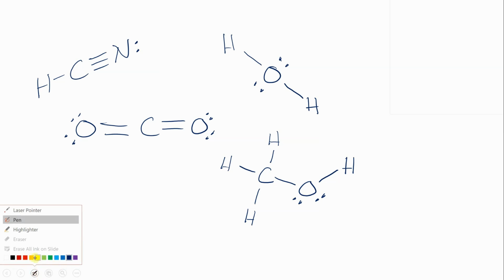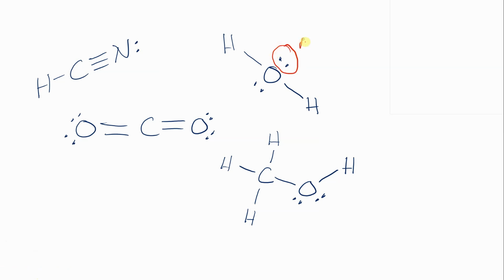The other thing I want to point out is that we have two types of electrons, or two ways in which electrons are represented. These pairs of dots on the side are non-bonding electrons. They're also called lone pairs. These electrons are localized on that oxygen atom, and they're not really shared with anything else.